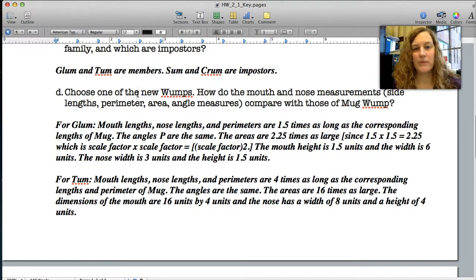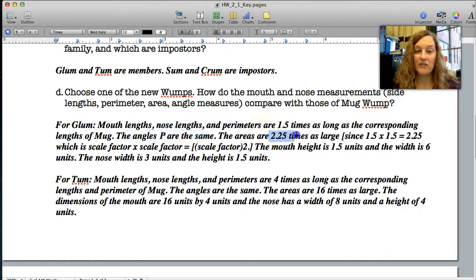Choose one of the new wumps. How do the mouth and nose measurements, everything, the side lengths, perimeter, area, and angle measurements compare with those of mugwump? So if you pick glum, you have to pick one of the ones that are actually not imposters. They are members of the family. For glum, everything is 1.5 times bigger. So your nose length is 1.5 times bigger, your mouth is 1.5 times bigger, your perimeter is 1.5 times bigger. Remember, the angles are always the same. As your similar figures, your angles are the same.